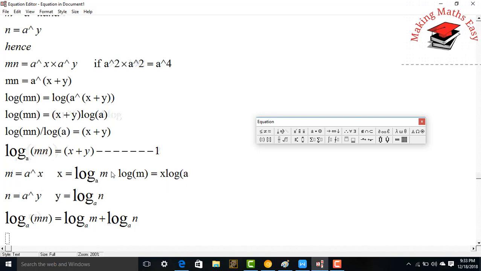Similarly, this log of a will go to the denominator, and we can write this as log m upon log a, which can also be written as log of m base a, which gives you x. Similarly for y you can do the same: log of n equals y log a, and log a will go in the denominator, and y will be equal to log of n upon log of a, which is log of n base a.